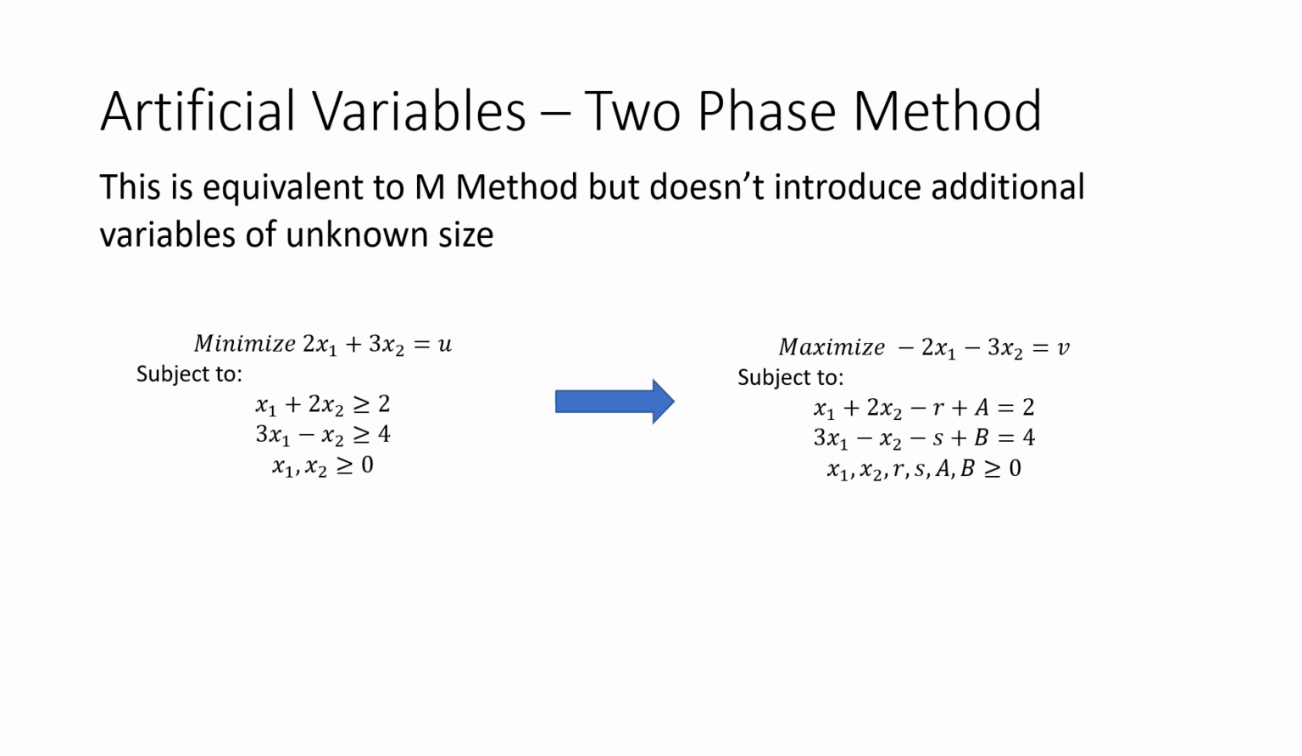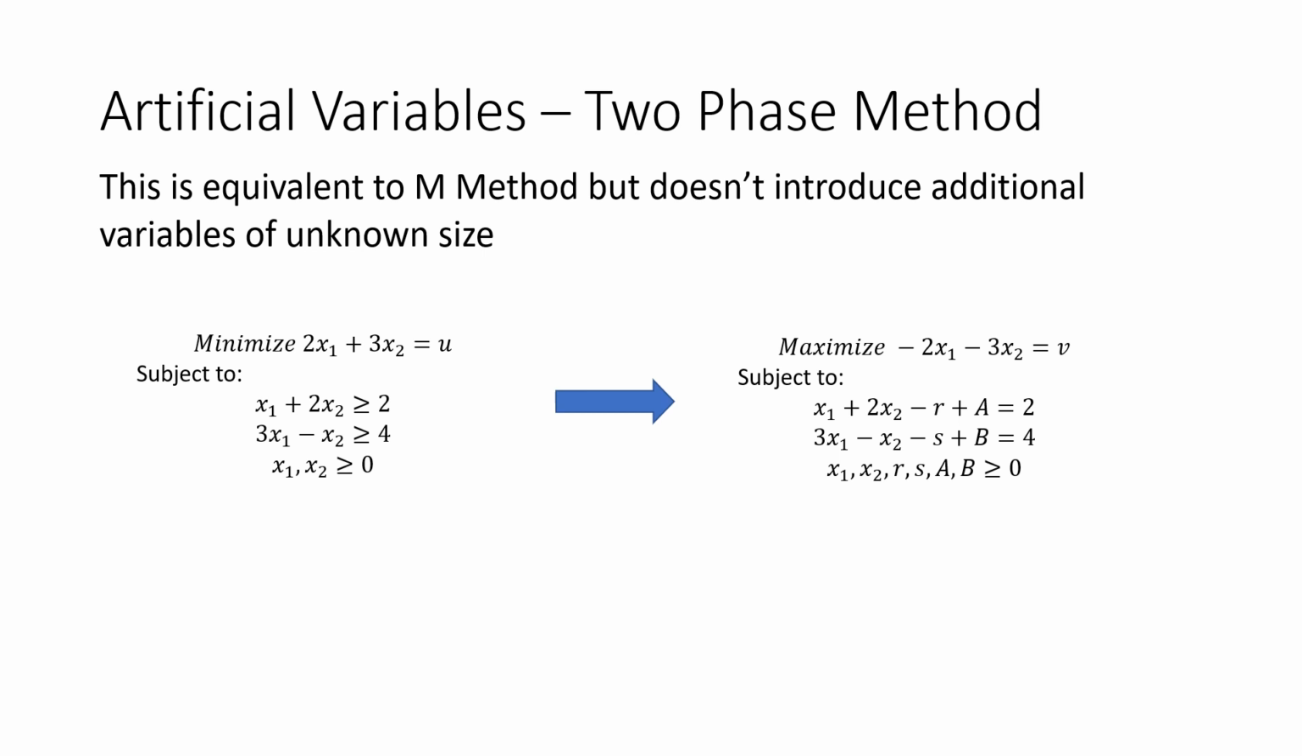Okay, so I mentioned that there were two methods, the big M method, and the second one is the two-phase method. This is essentially the same thing. It's the same thing that's going to happen in the background as with the M method. It just represents it a little bit differently. So in this case, we don't introduce those additional variables of unknown size. The big M is gone. We're going to deal with just the numbers that you have in your linear program.